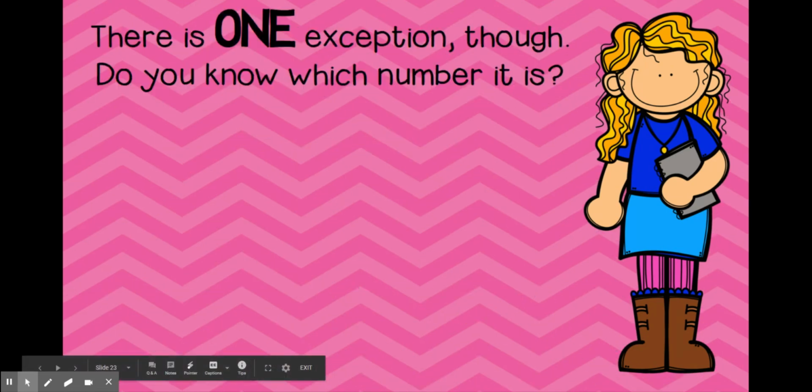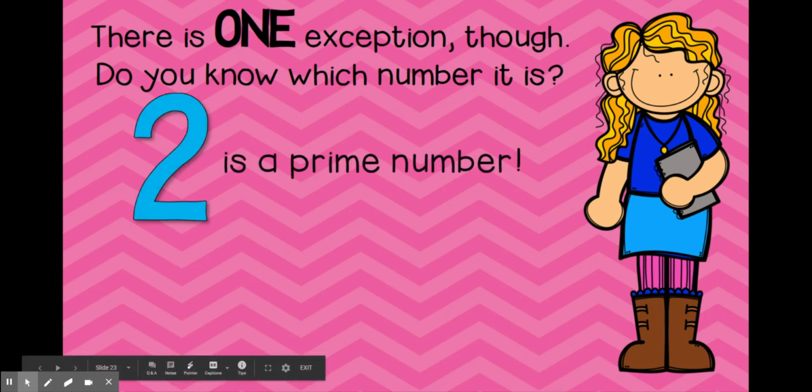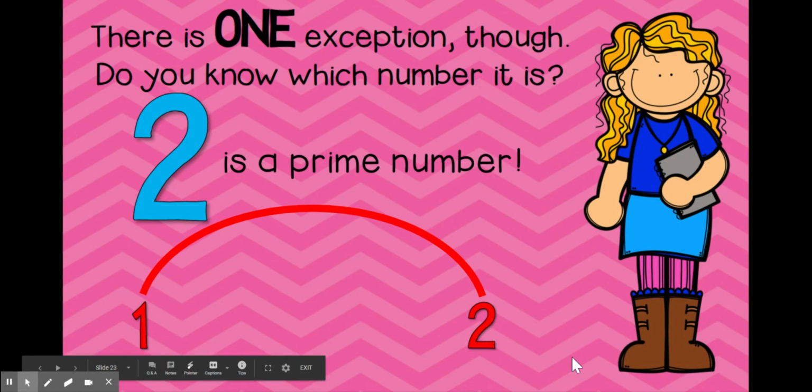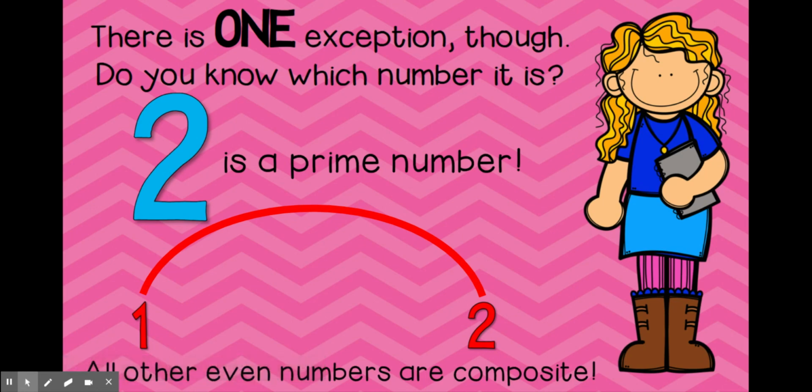There is one exception though. Do you know which number it is? 2. 2 is a prime number. It is also an even number, but it is a prime number. It only has factors of 1 and itself. So 2 is an even number, but it's a prime number because it only has 2 factors, 1 and itself. All other even numbers are considered composite because they can be divided by 2. They have more than 2 factors.